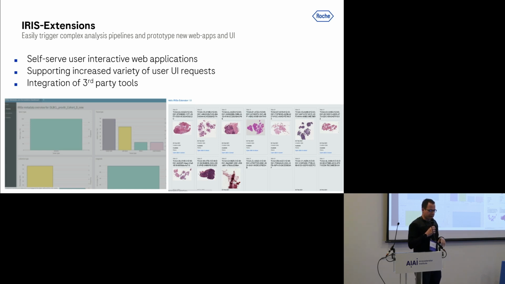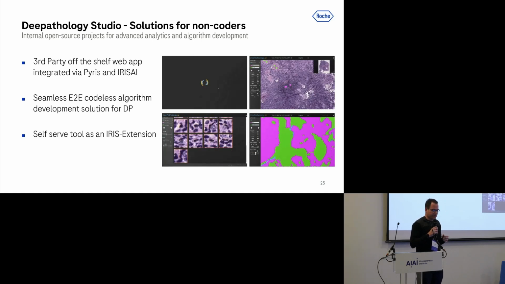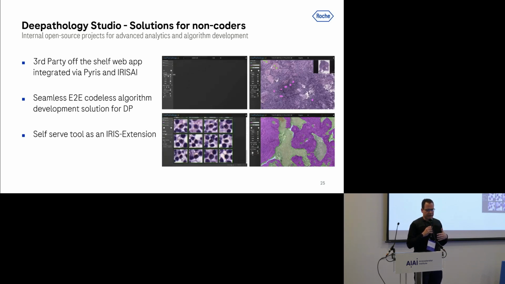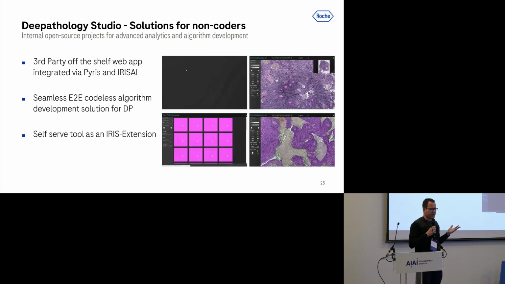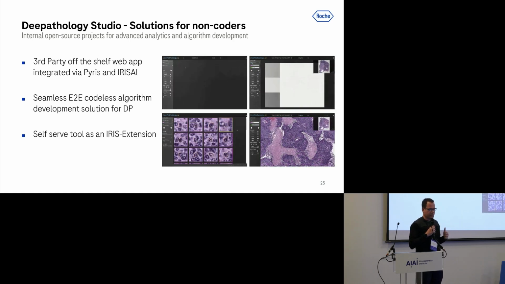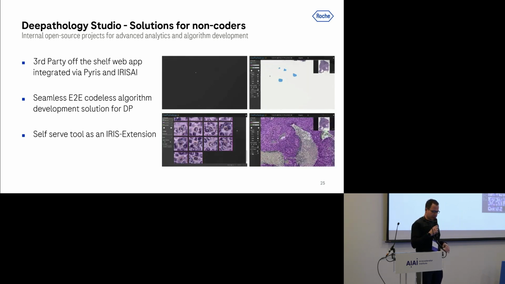Another advantage of this extension concept is that it allows us to quickly and efficiently connect third-party software to the data on our platform as well. One example of such an extension is Deep Pathology Studio. Deep Pathology is a company that actually emerged from Roche's own startup accelerator in Munich. They created software that allows codeless development of digital pathology algorithms for different use cases like cell detection, segmentation, tile classification, and object detection.